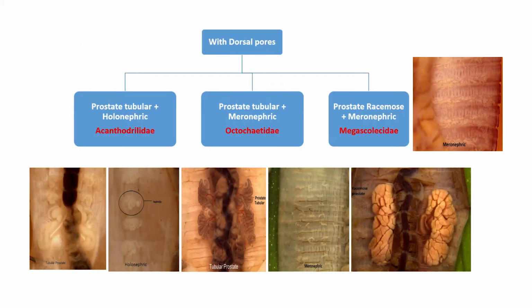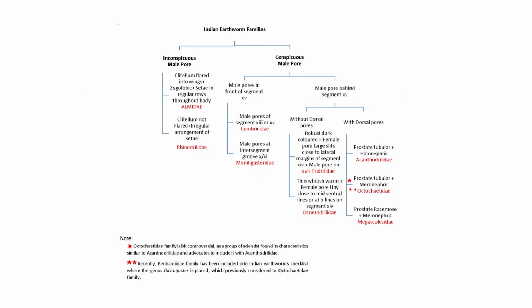On the other hand, the species with dorsal pores is further subdivided into three categories. The families having tubular prostate and holonephric nephridia are Acanthodrilidae. The families having tubular prostate and meronephric nephridia are Octochaetidae, and lastly, those having racemose prostate and meronephric nephridia are Megascolecidae. Thus, by following this identification key, you can easily identify your earthworms up to family level.